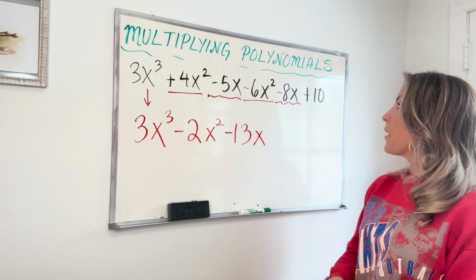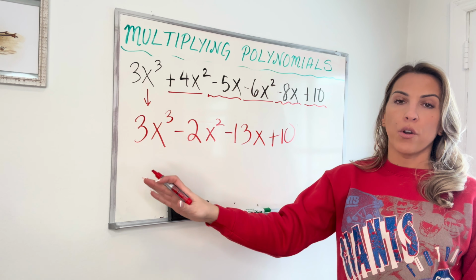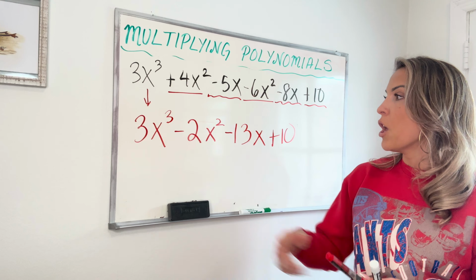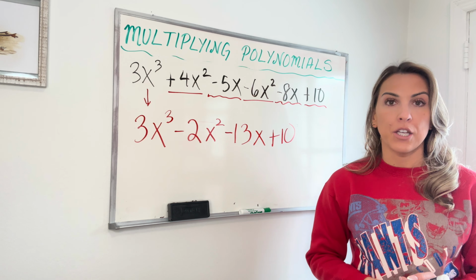That's when we're multiplying. And then lastly, I have the term +10, which can't be combined with anything because there are no other constants in this expression. So that means that this in red is the answer to my original multiplication problem.